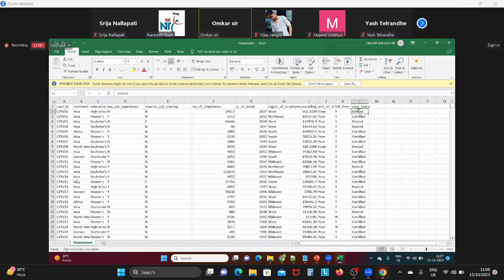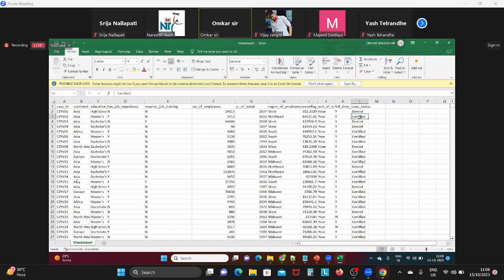For this application, the visa is denied. Suppose you have the application, you need to provide these IDs, right? Your continent, your education. There are some questions, and this is your answer. This is the question, and this is the answer. Finally, based on your application, that company, that authority will say whether it is accepted or denied. Understood this data set, everyone?